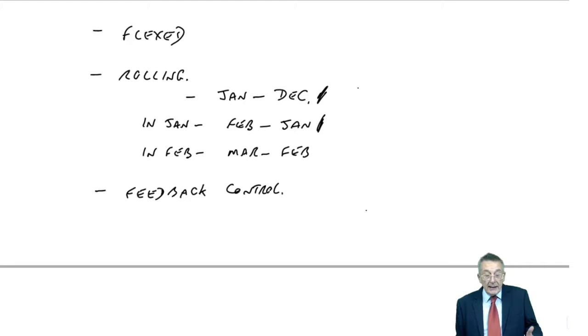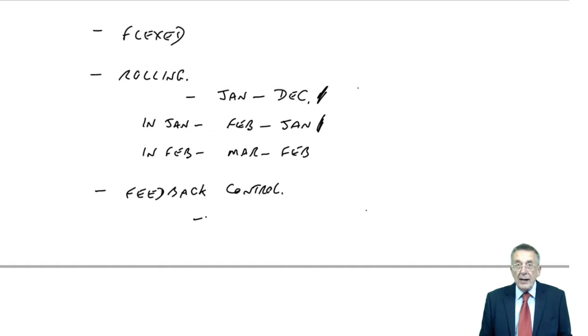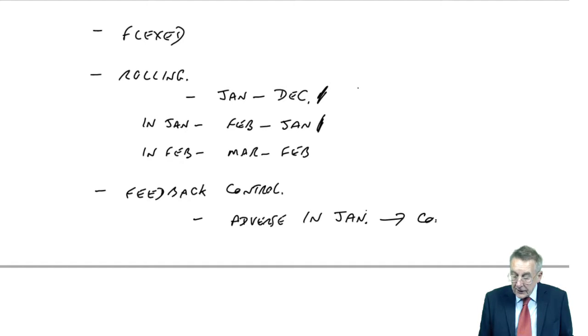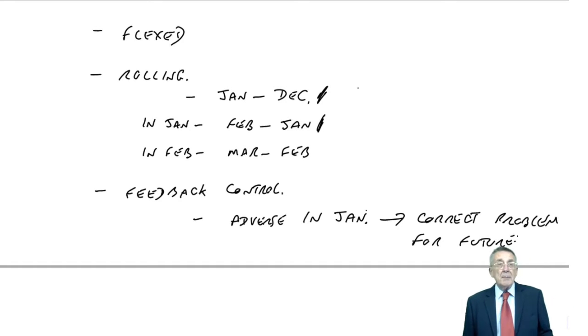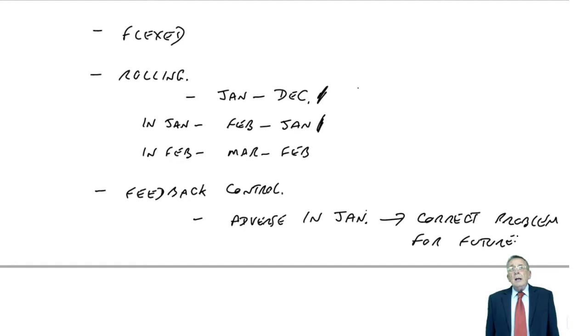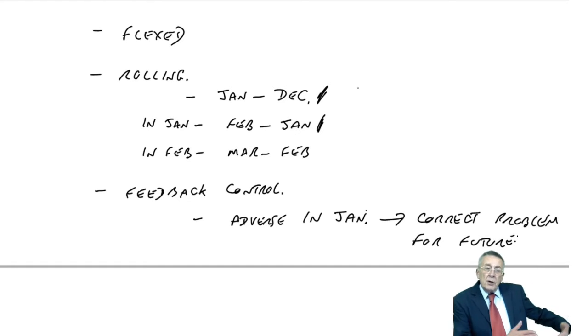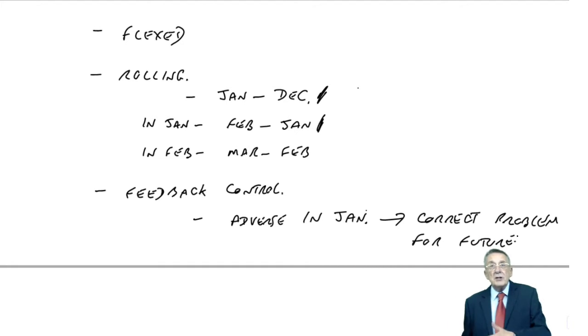Now that's feedback control, and rather than write a great long definition, just to summarise what I just said, adverse variance in January, correct the problem for the future. You see what I'm getting at, but they call that feedback because the results from January, which has already happened, is giving you the information, the feedback, which can help you for the future.